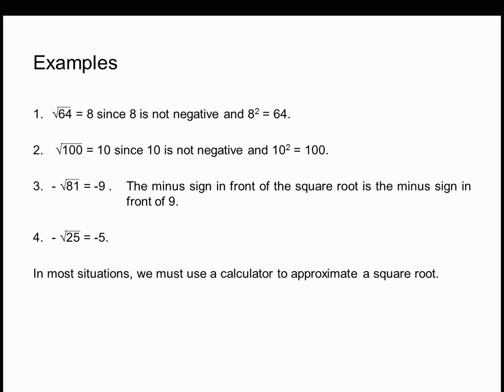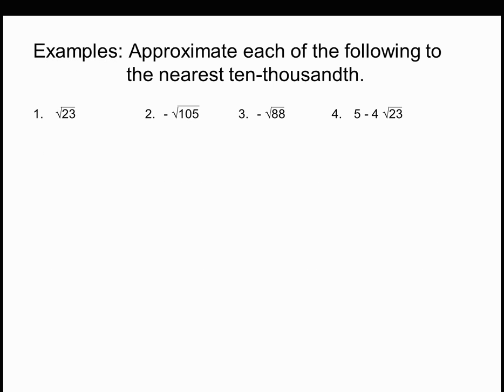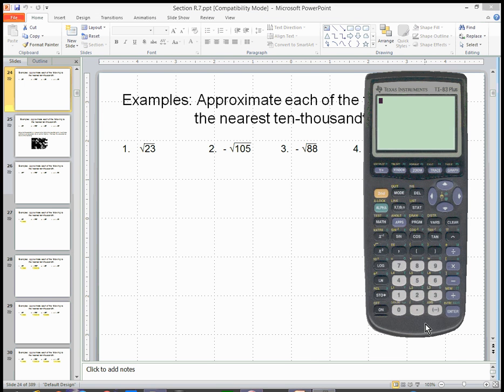In most situations, we must use a calculator to approximate a square root. So let's try some examples. Let's approximate each of the following to the nearest ten thousandths. Now remember, ten thousandths is going to be 4 decimal places. Remember it goes tenths, hundredths, thousandths, ten thousandths. So the square root of 23. If we were to do this on our calculator, I've got my calculator out. The square root is the thing in orange.